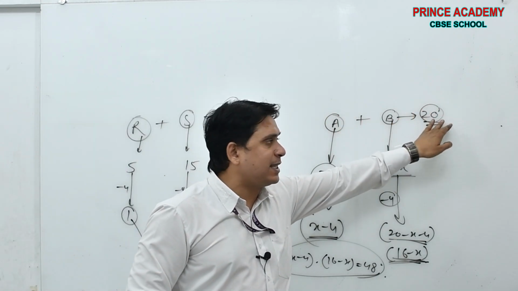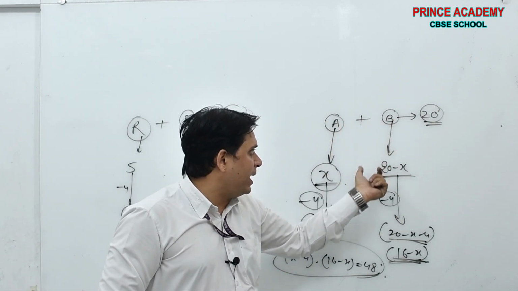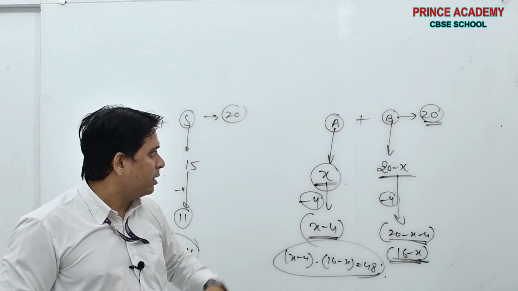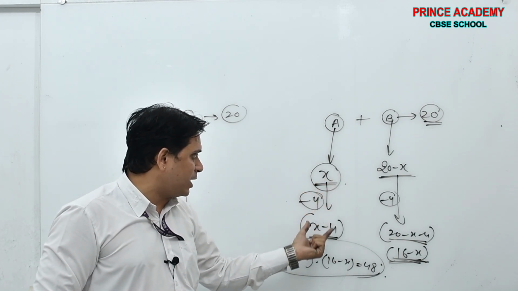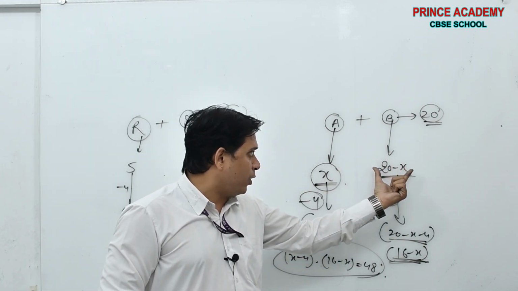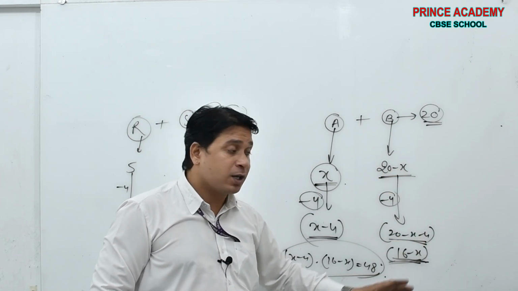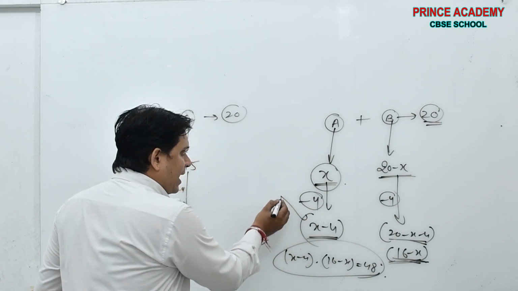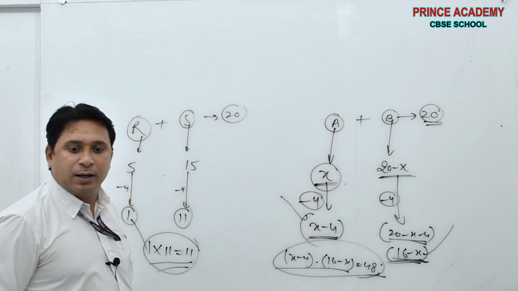Sum of their ages is 20. Suppose his age is x. His friend's will be 20 minus x. Done. Before 4 years, 4 years ago he was x minus 4, and 4 years ago the other was 20 minus x minus 4, that is 16 minus x. 4 years ago A is so much, B is so much. Their product is 48. Done beta.